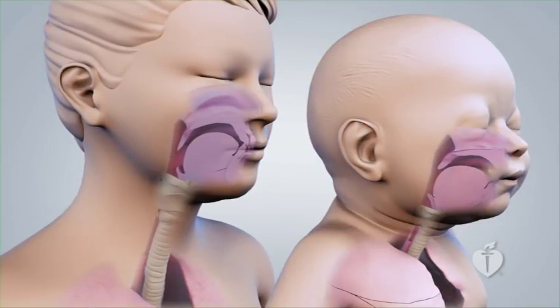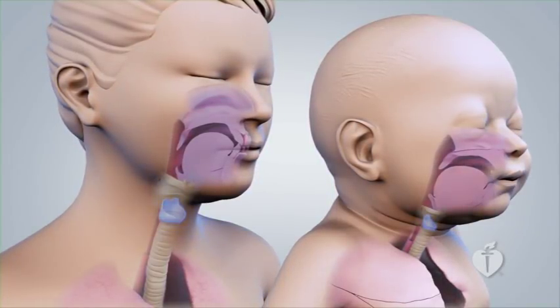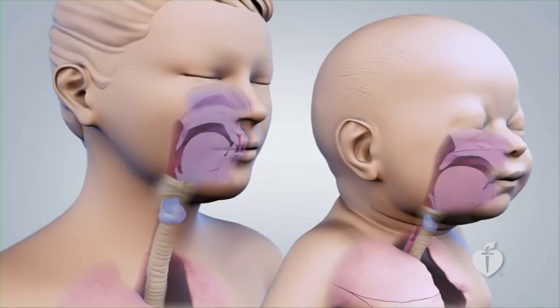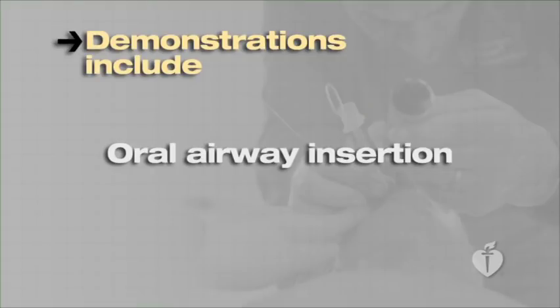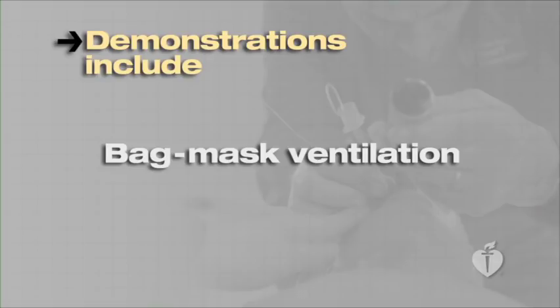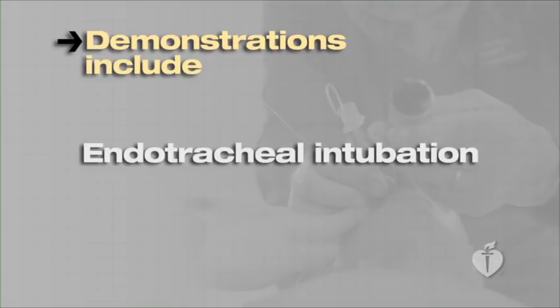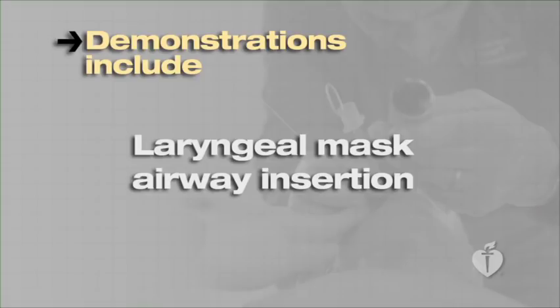Note that the airway is always anterior to the esophagus, and the cricoid cartilage is the only complete cartilage ring located below the vocal cords at all ages. Also note that under the new AHA guidelines for CPR and ECC, routine use of cricoid pressure is no longer recommended. Keep these anatomic and physiologic considerations in mind as we demonstrate several airway procedures before you practice them in your skill stations. These demonstrations include oral airway insertion, bag mask ventilation, endotracheal intubation, and laryngeal mask airway insertion.